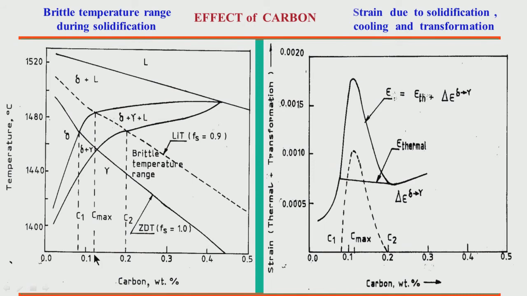That is why this chemistry, which is around 0.1, is a matter of worry, because some people call this around 0.1% carbon a peritectic chemistry, which is not true. Of course, peritectic range starts from 0.1 and goes up to 0.5, but this chemistry, around 0.1, is a matter of worry, because here the entire delta to gamma transformation is taking place in the brittle temperature region of solid fraction between 0.9 and 1, between LIT, liquid impenetrable temperature, and ZDT. This is the ZDT temperature. So, we have to be very careful about that.